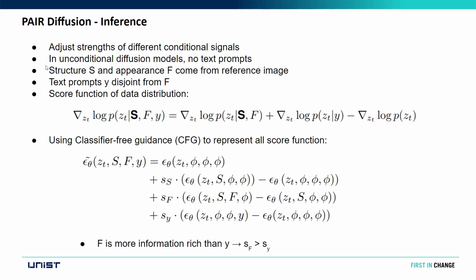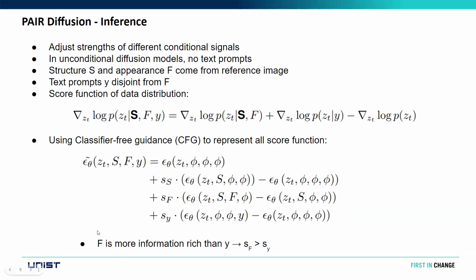In the inference, we can adjust the strength of the different conditional signals. The conditional signals here are SS, SF, and SY. S is the shape, the structure. F here is the appearance, and Y here is the text prompt. As we increase or decrease them, the final output will be edited more smoothly.